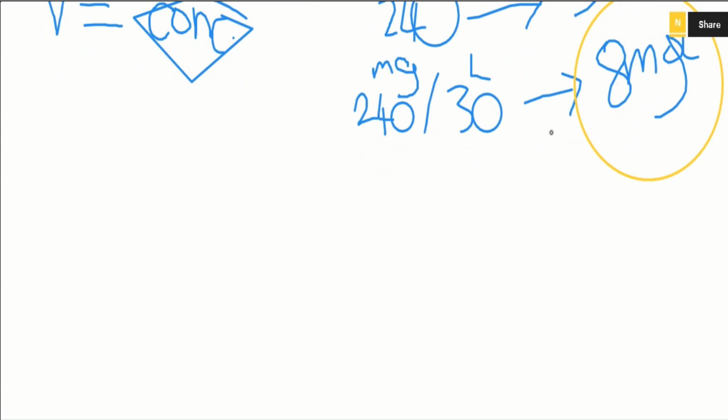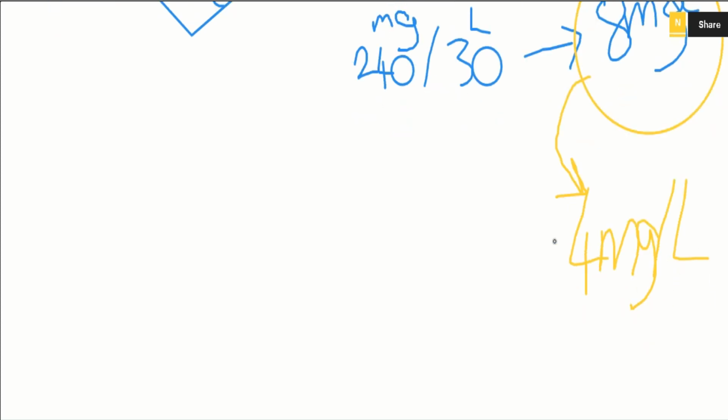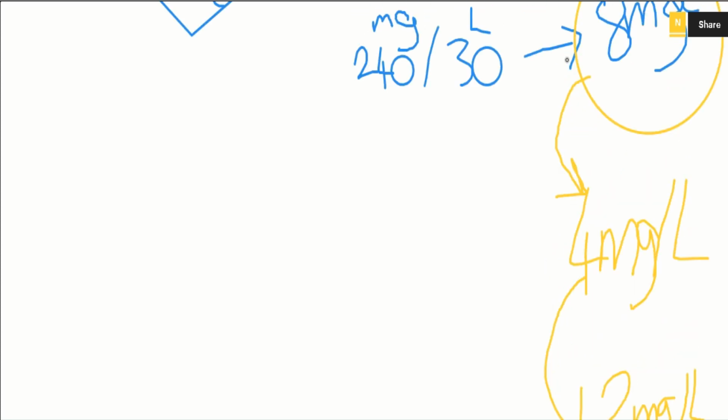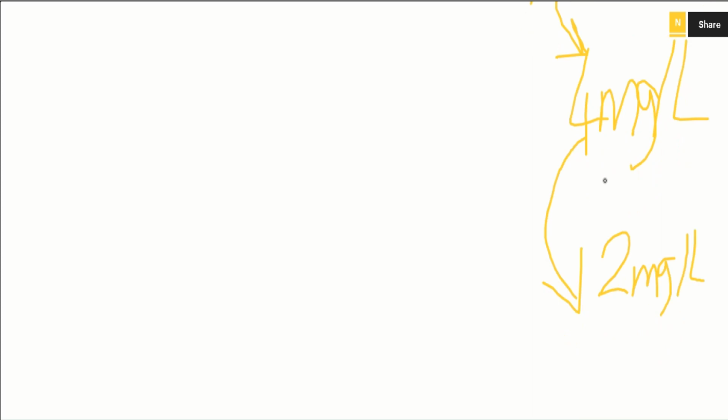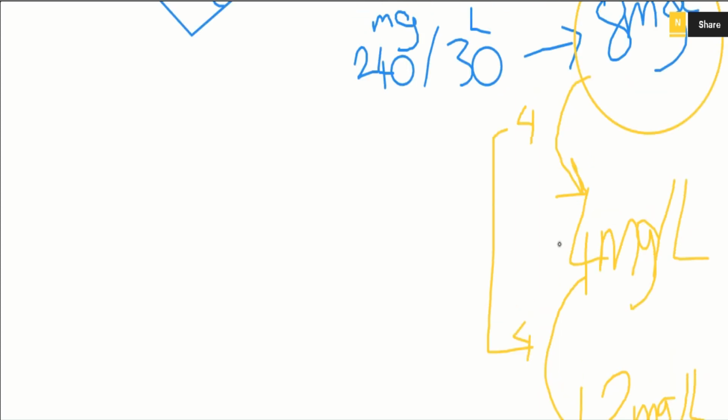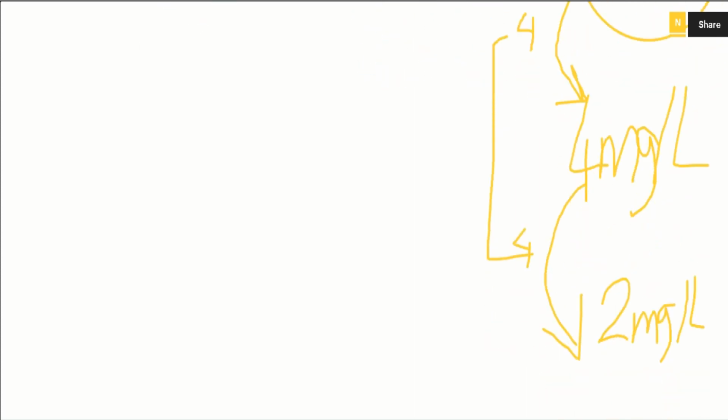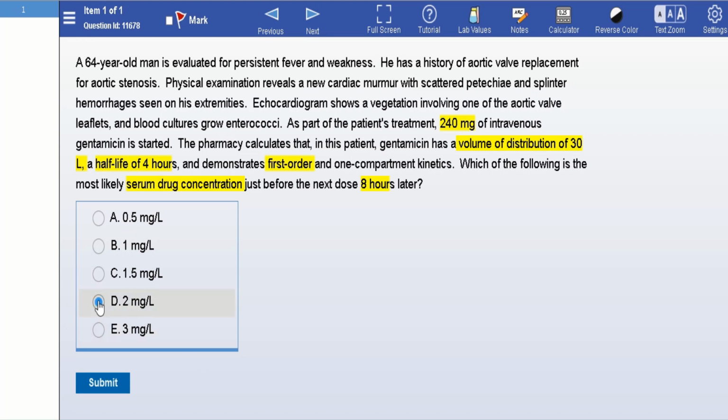Now, let's say 1 half-life elapsed, 4 hours elapsed, and after 4 hours we reached 4 milligrams per liter, half of the initial. After another half-life elapses, another 4 hours, this 4 becomes half, which is 2 milligrams per liter. So after 2 half-lives, which is 8 hours, in the first 4 hours, 8 became 4. Next 4 hours, 4 became 2. So after 8 hours, I dropped from 8 to 2. And that's exactly the correct answer to this question.